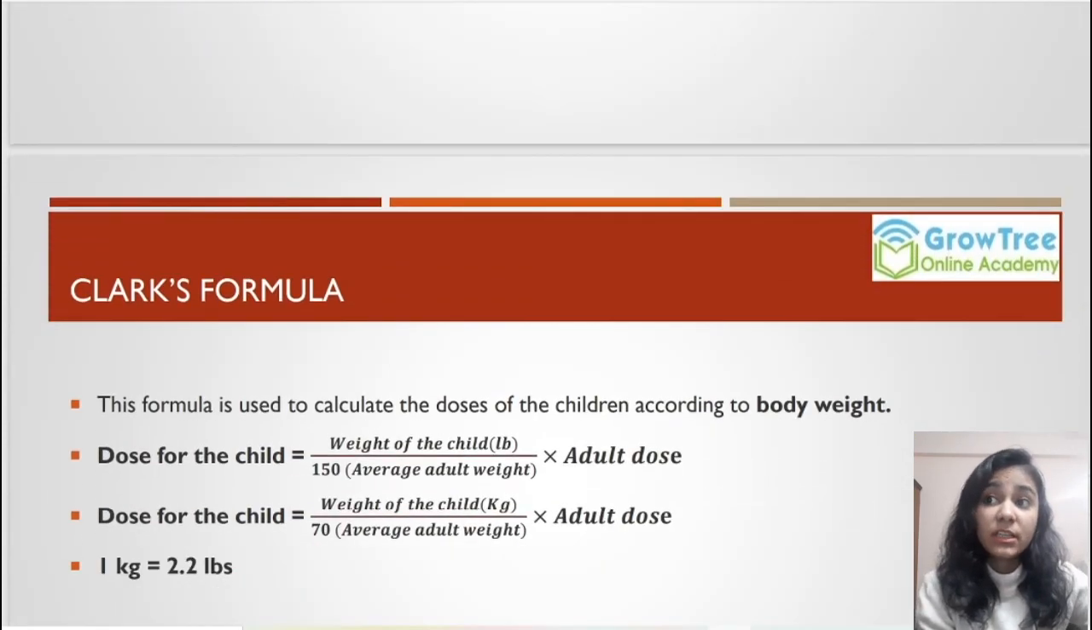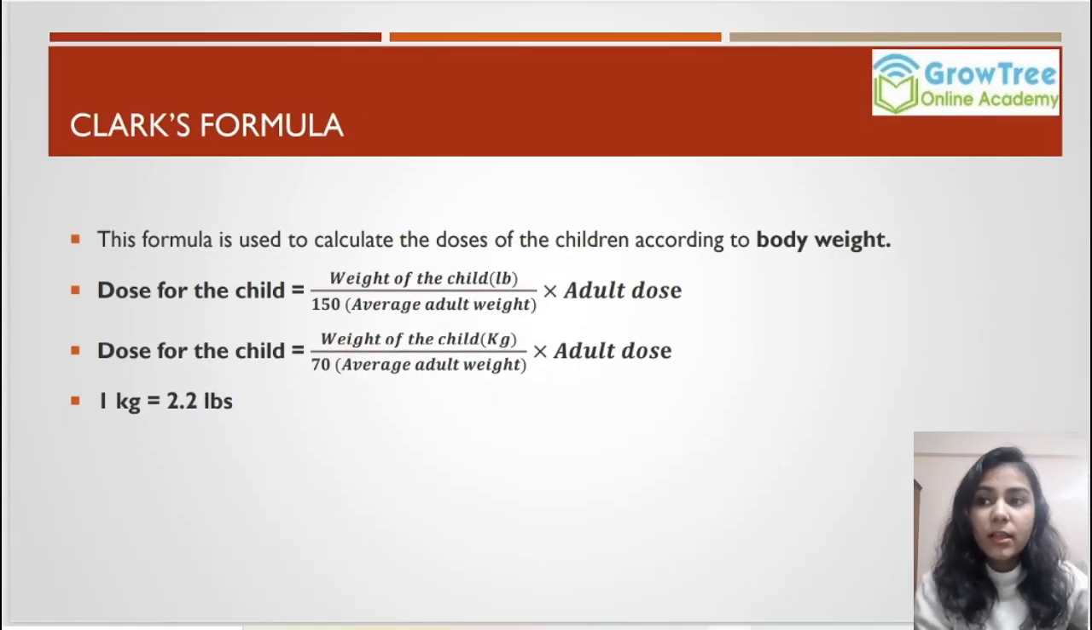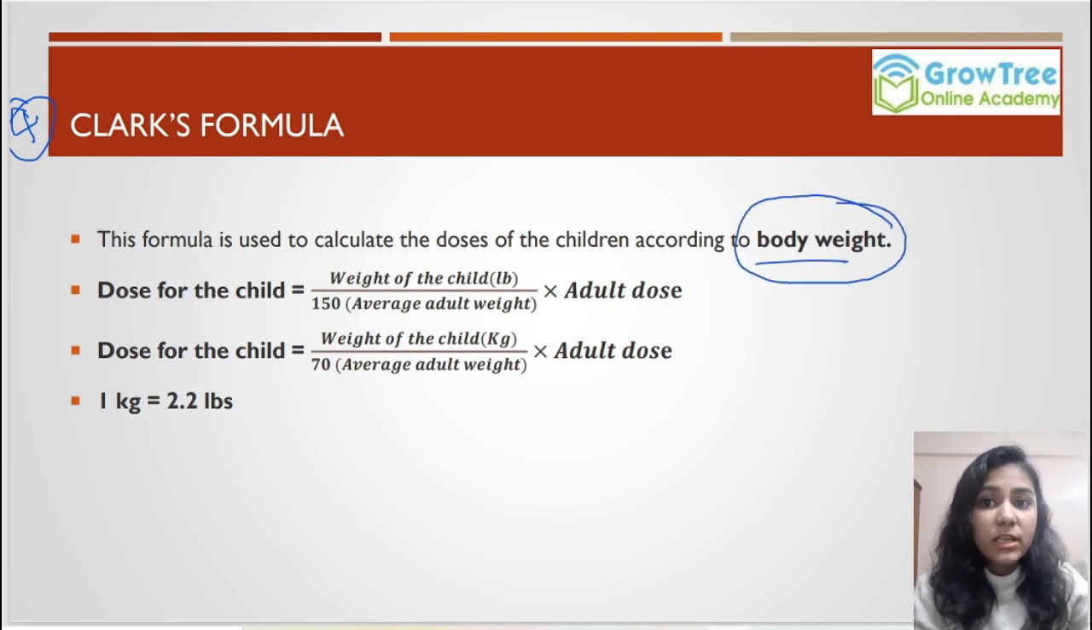The fourth one is Clark's formula, and this formula is used to calculate the doses of children based on body weight. We have two formulas which can be used, and the formula you use depends on the type of question you get. The first one is based on pounds, which is represented by LB, and the second one is based on kgs.